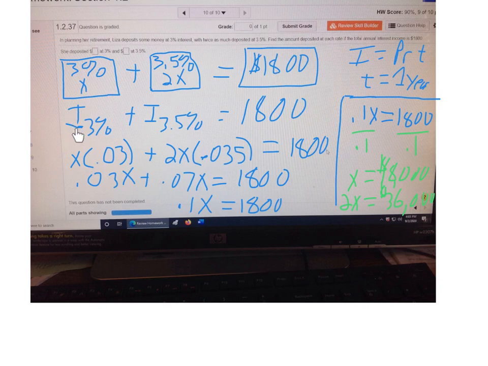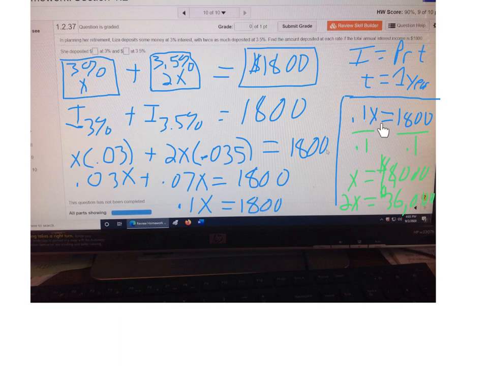So the interest in the 3% account plus the interest in the 3.5% account is $1,800, and interest is just going to be PR. So the principal is X and R, change that to a decimal, so it's 0.03X. Principal is 2X, the rate changed to a decimal is 0.035, times 2 is 0.07. You add these two, and that'd be 0.1X equal to 1,800.